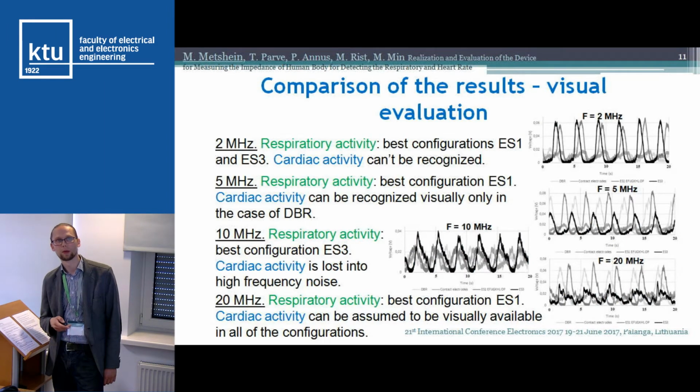To follow the measured waveforms measured on the same frequency, this kind of graphs were created, and it can be concluded that cardiac activity is not available in the case of the three chosen lower frequency setups, but it can be assumed that it is available in the case of this 20 megahertz excitation frequency. And in the case of 10 megahertz, the amplitude is about twice lower than in the case of other setups.